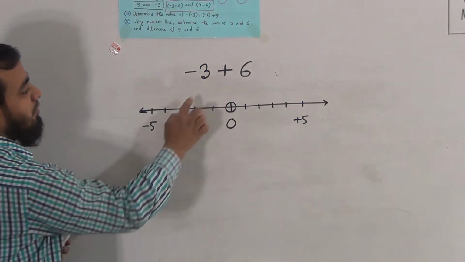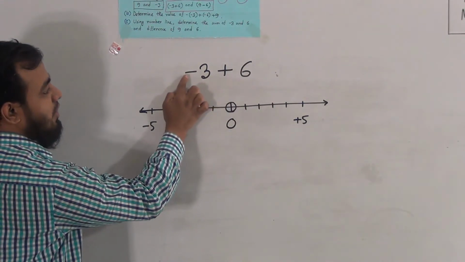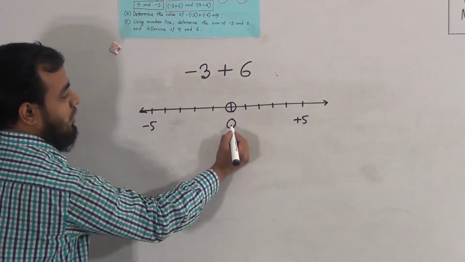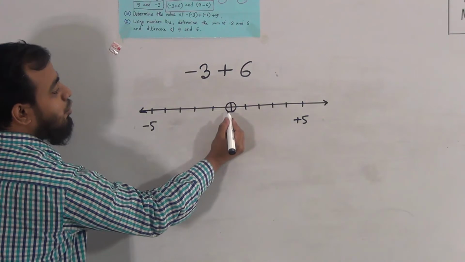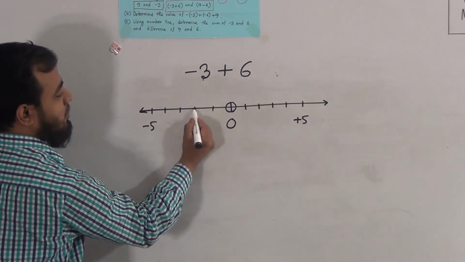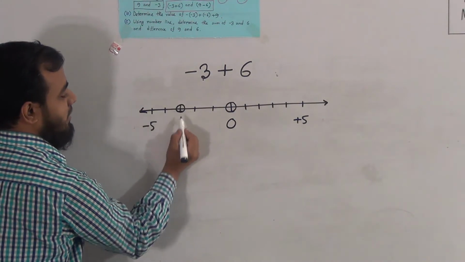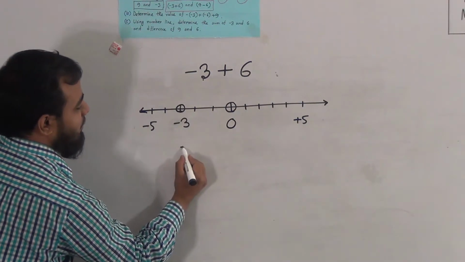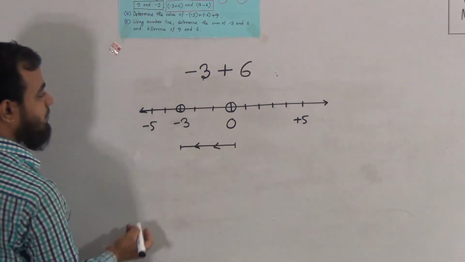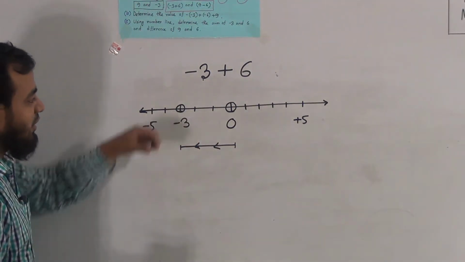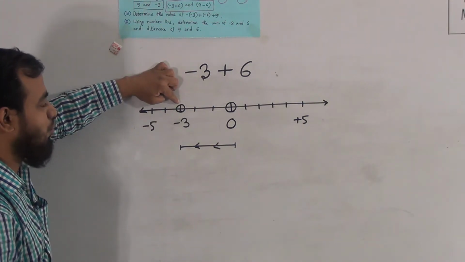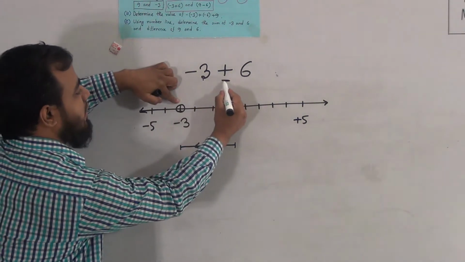The first number is 3, and this 3 has a minus sign in front of it. That's why we should go to the left side from the initial point 0. From 0, we go 3 steps left side: 1, 2, 3. This is minus 3, right? Now our initial point is minus 3. From this point, we have to go to the right side 6 steps.